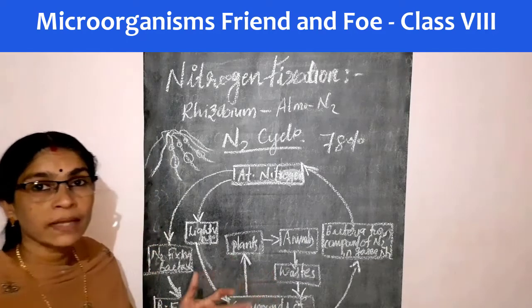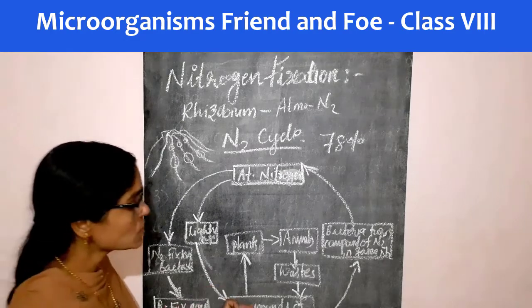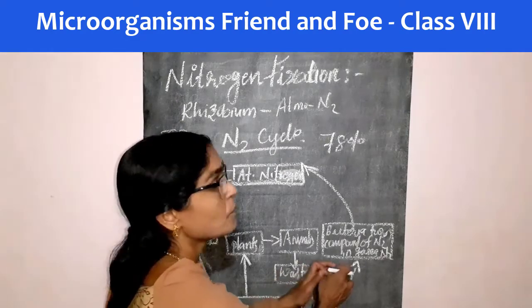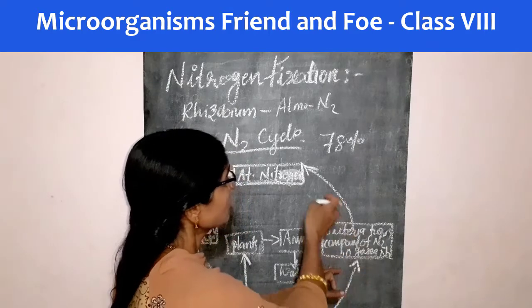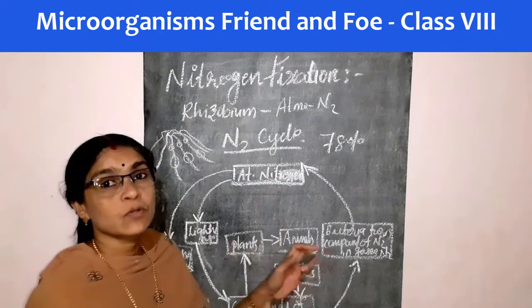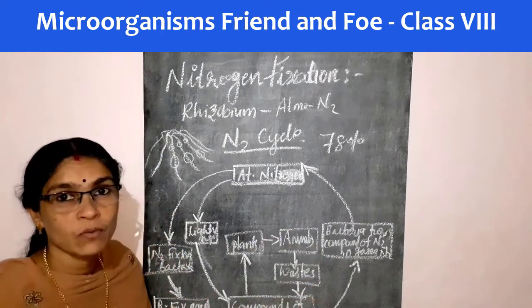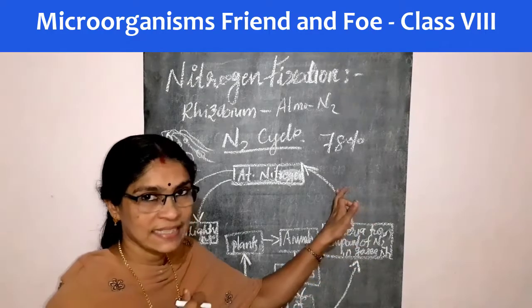In the soil, there are varieties of microorganisms. Some of them convert the compounds of nitrogen into free nitrogen, into gaseous nitrogen, by decomposition of the nitrogenous compounds. They are called denitrifying bacteria.